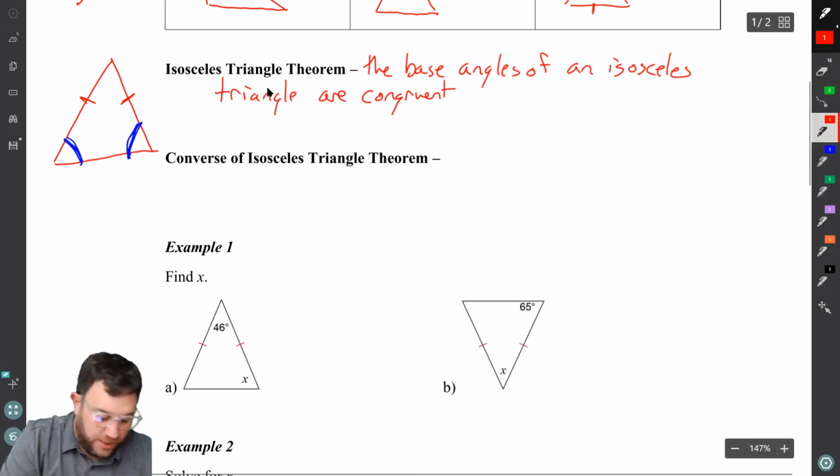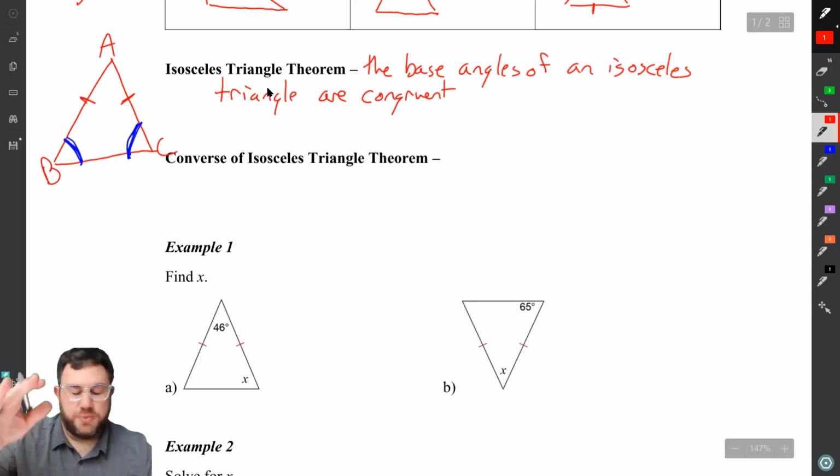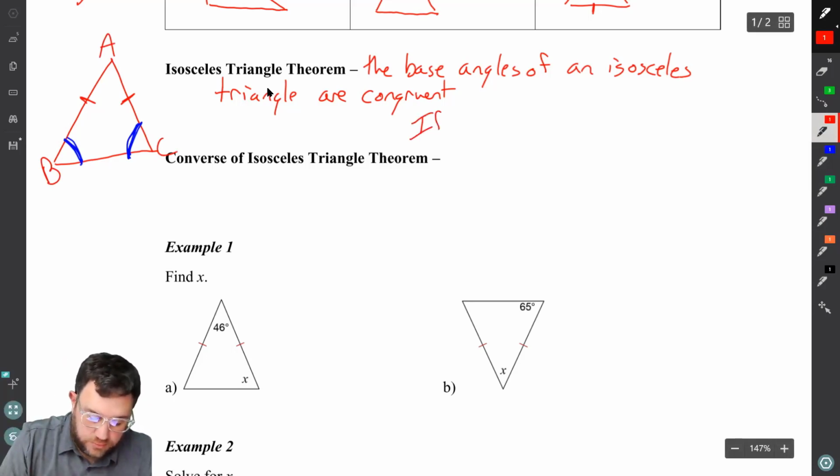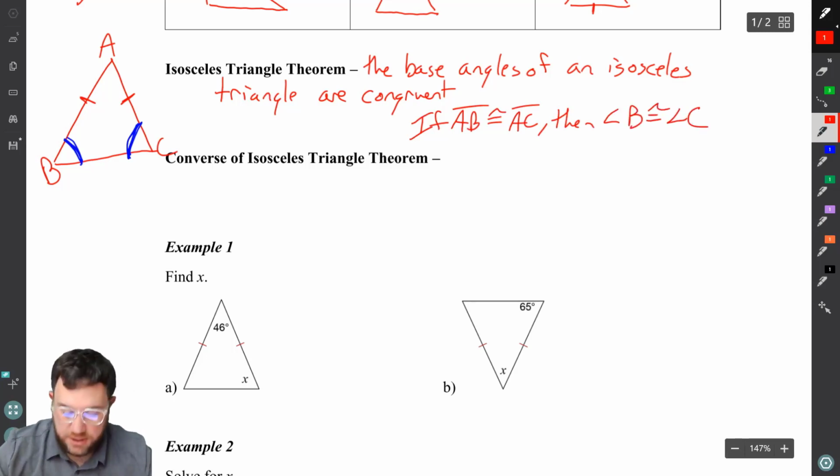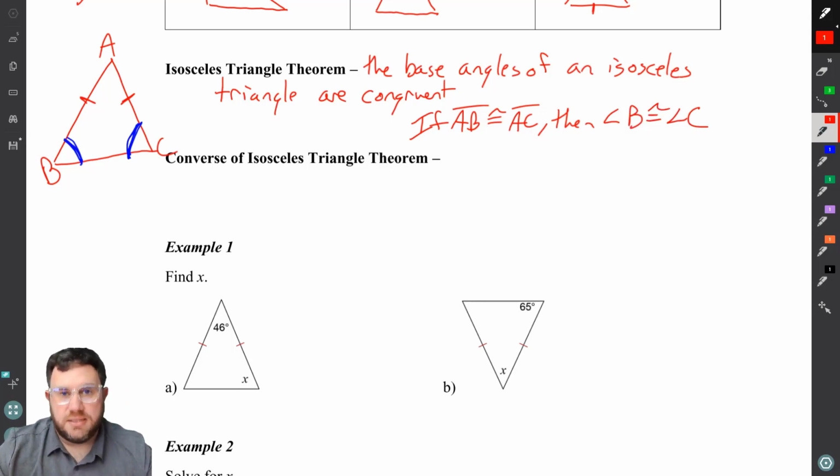So if we were to label this A, B, C, if we know that AB is congruent to AC, then we would know that angle B is congruent to angle C. That's the isosceles triangle theorem. If you can't remember the name of it, you can just say base angles of an isosceles triangle are congruent.